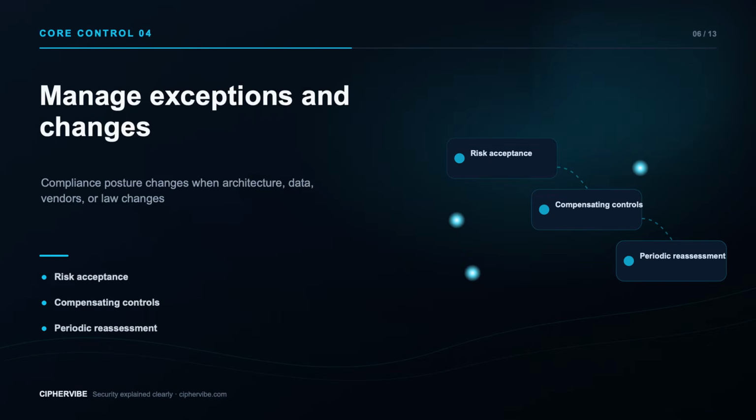Govern exceptions with business owners, documented rationale, compensating controls, expiry, and review. Reassess mappings when services, regions, data uses, vendors, or framework versions change, and track remediation to verified closure instead of leaving audit findings as permanent known issues.